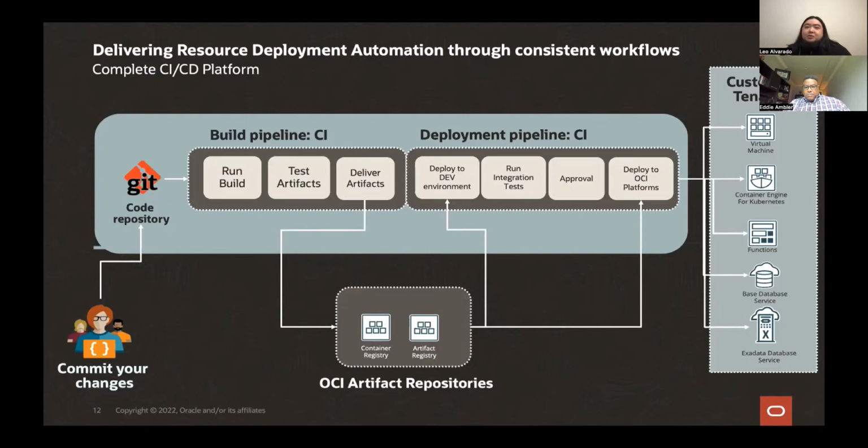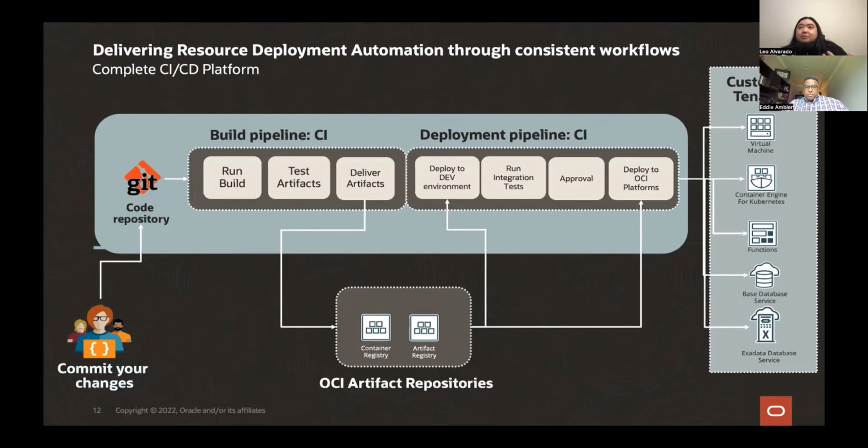Then they can also easily commit their changes. They can easily commit to their code repository, and automatically trigger the start of their build pipeline to build and test software artifacts, and deliver them straight to the OCI repositories.